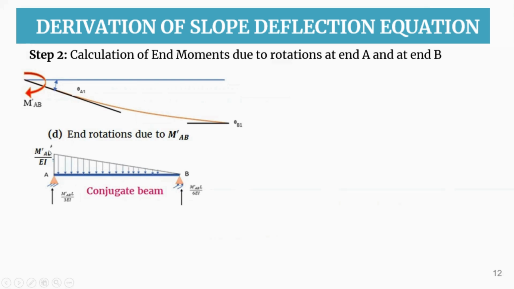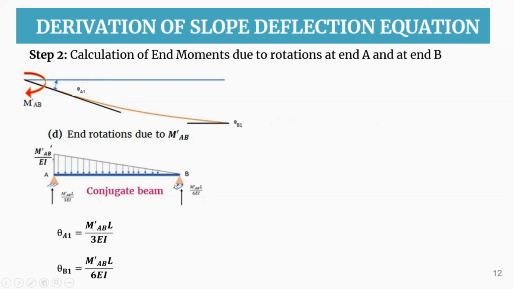So this M over EI diagram you are going to draw for the conjugate beam. So this is M'AB by EI. For the support A and support B, if you find the reactions, those reactions are nothing but your theta A and theta B with respect to A and B points. So now we can see that theta A1 is the reaction at A and theta B1 is the reaction at B.